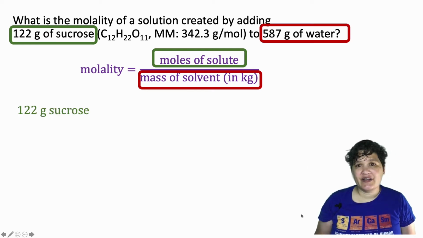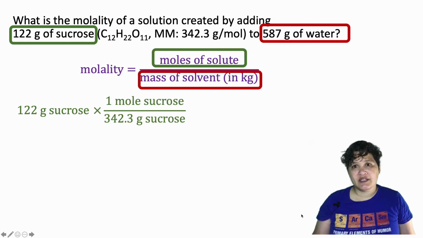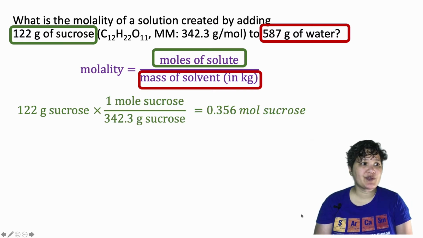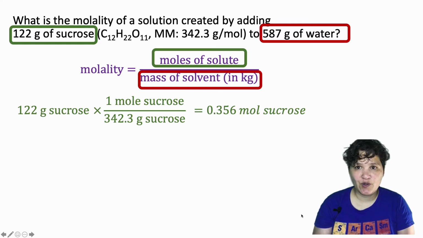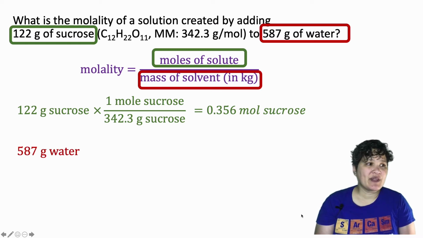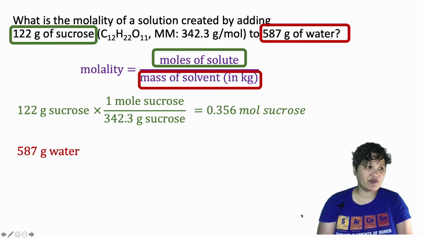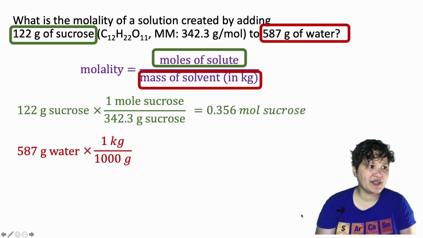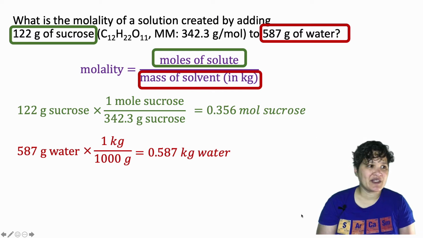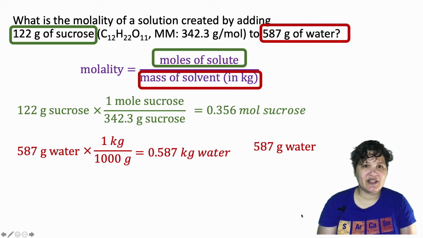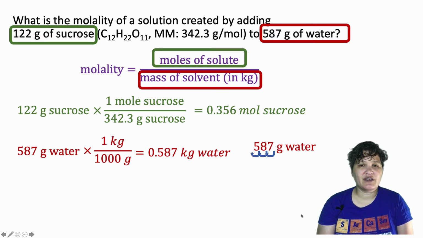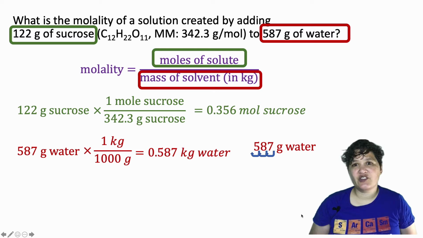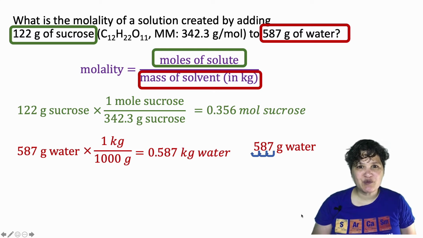So here we have 122 grams of sucrose. Let's use the molar mass to convert that to moles. We get 0.356 moles. And we need to divide that by the mass of solvent in kilograms. We have a mass of solvent, but it's not in kilograms, and you can convert it one of two ways. You can use the unit conversion method, and that gives you 0.587 kilograms of water. The way that I do it is I basically start with 587 grams of water and I scooch the decimal point over 3 places. You can only do that if you know which direction to move the decimal point.